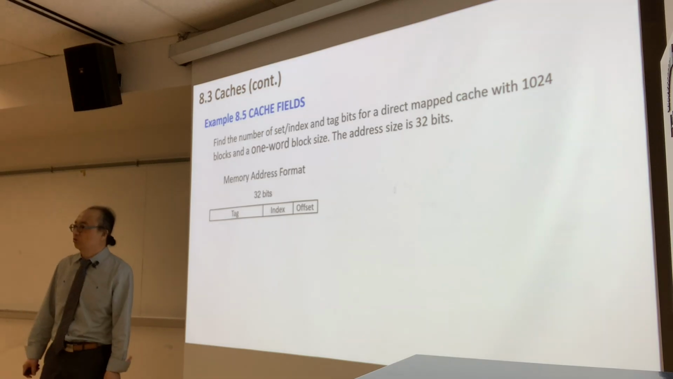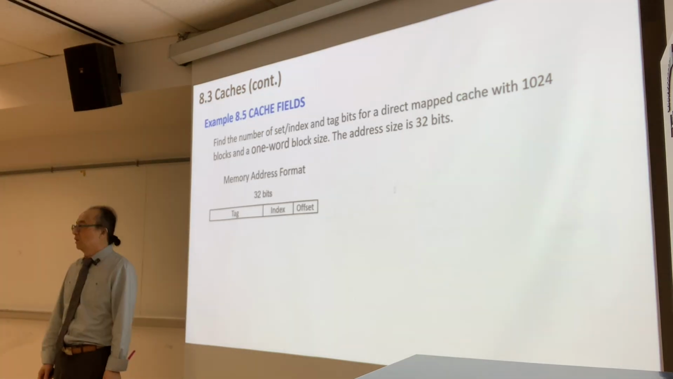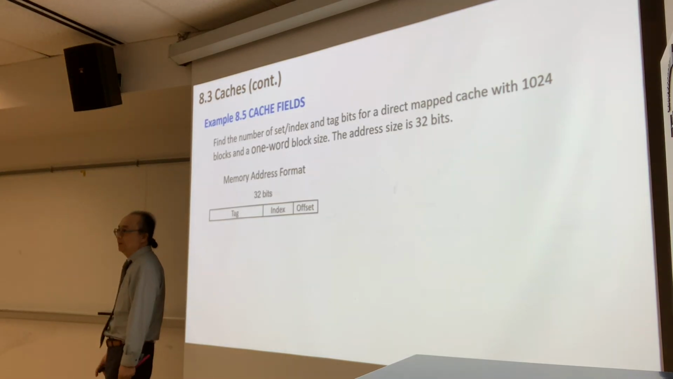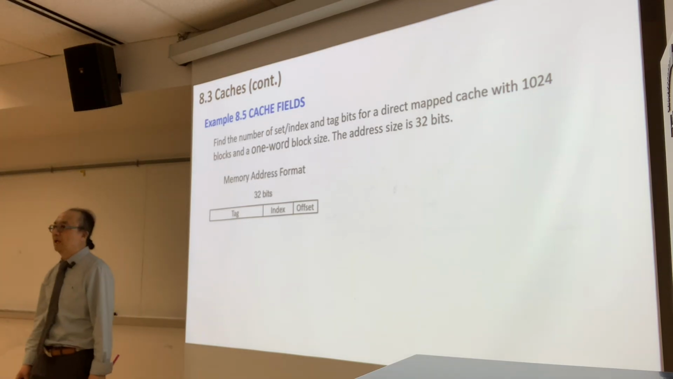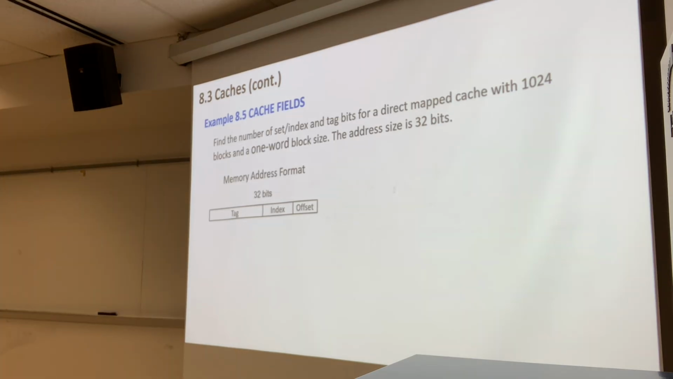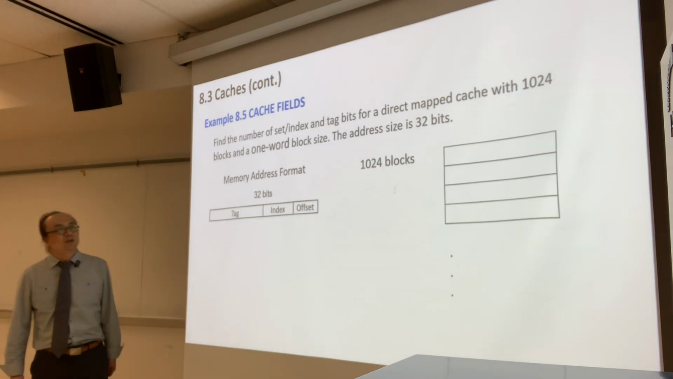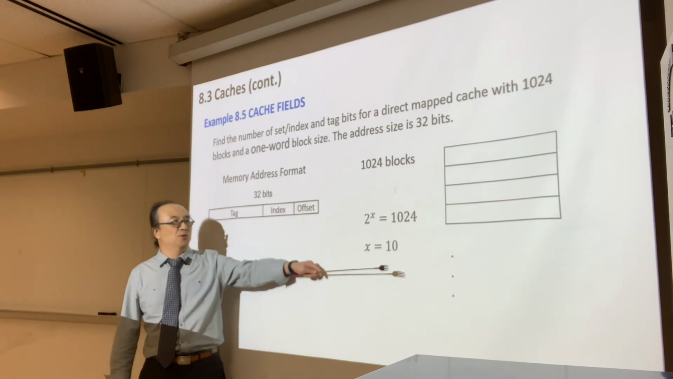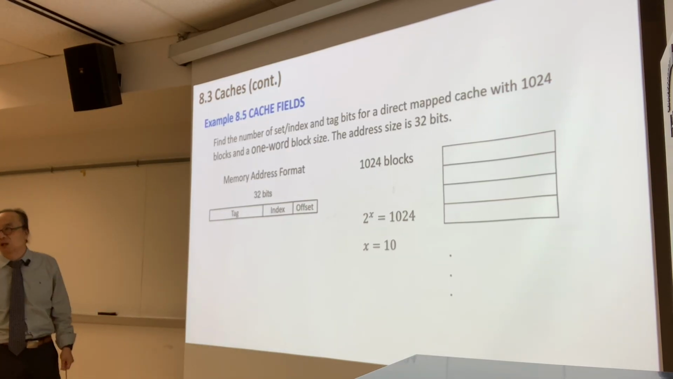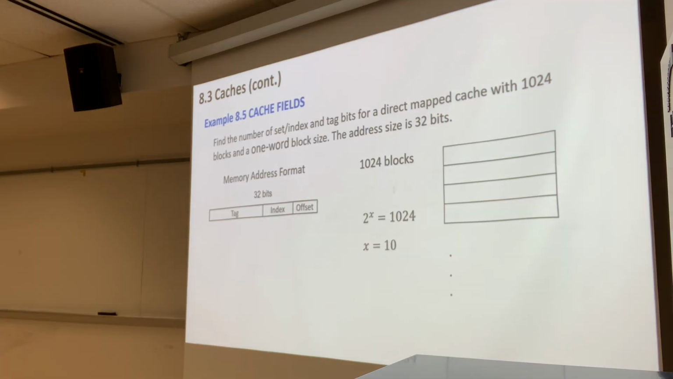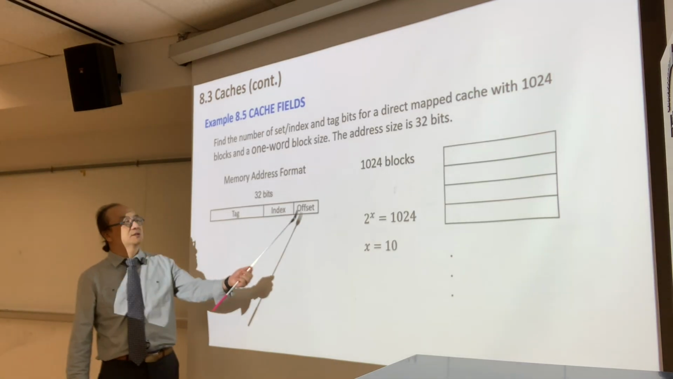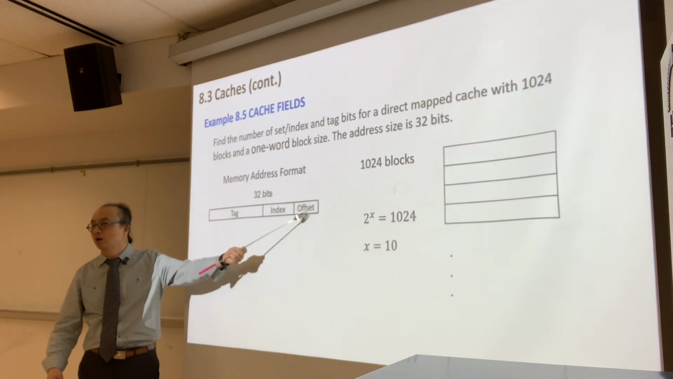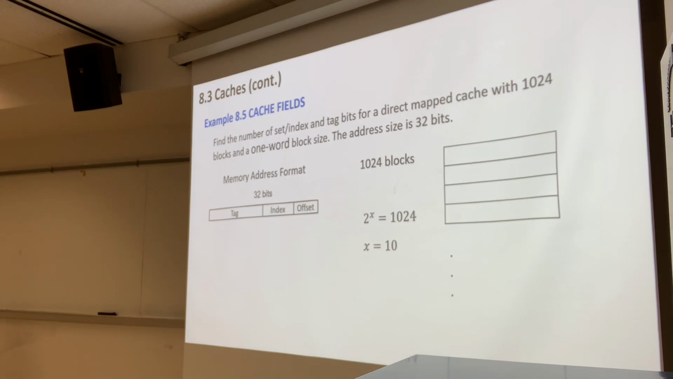So we have 1024 blocks. It's a good number, right? If we have 1024 blocks, how many bits do we need to name all of those 1024? How many bits? 10. 2 to the power of 10, kilo. 1024 blocks means 2 to the x equals 1024. x is 10, 2 to the 10 is 1024. That's our kilo. How many bits for the index? 10. How many bits for the offset? 2. Why 2? 32 bits. Yeah, but why is the offset 2? 1 word, which means 4 bytes.